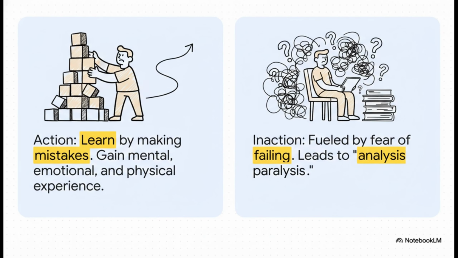Okay, this slide really breaks down the difference. Over on the left, you've got action. This is where you learn by doing. Yeah, you're going to make mistakes, but that's part of the process. Each one gives you real-world experience. But on the right, you've got inaction, and that's fueled by a fear of messing up, getting stuck in that "I just need one more piece of information" loop, what they call analysis paralysis. The big takeaway here: action, even if it's imperfect action, is always, always better than doing nothing.